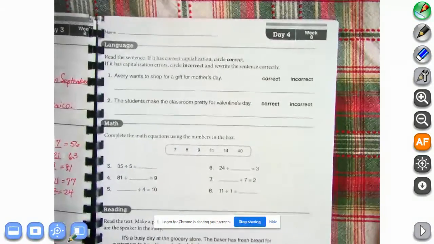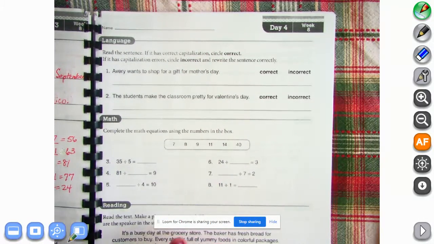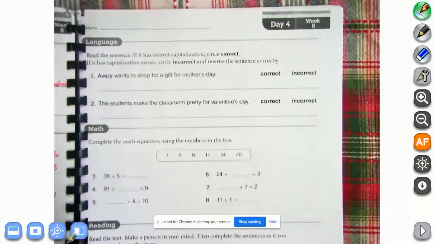And this is going to be a short video because I'm just going to go over what you're supposed to do today, and then you're going to finish it on your own, and we're going to correct it tomorrow. Okay? So let me get a little bit closer here.